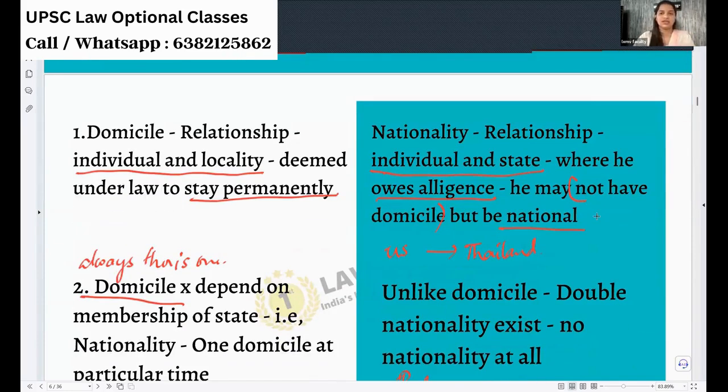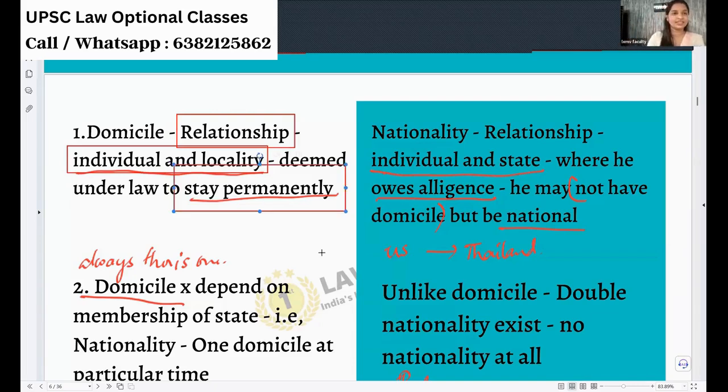Okay. Now, UPSC will not ask what is domicile, what is nationality. They will link these two concepts and tell you to differentiate domicile and nationality. We are going to do that. So domicile is what? It is a geographical relationship between an individual and that particular locality. It is deemed, under law, a place where you stay permanently. Where are you staying permanently? I stay in India, in Tamil Nadu, in Chennai. That is my domicile. That's all.